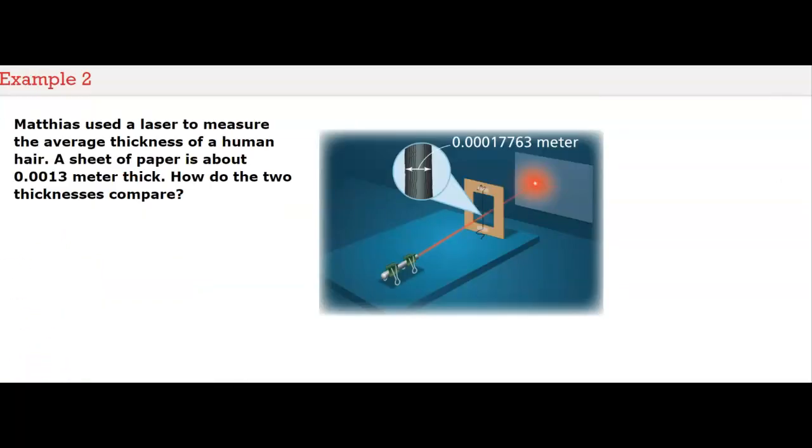Matthias used a laser to measure the average thickness of human hair. A sheet of paper is about 13 ten-thousandths of a meter thick. How do the two thicknesses compare?